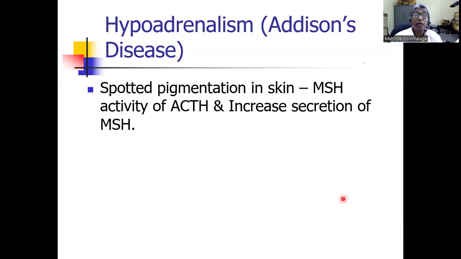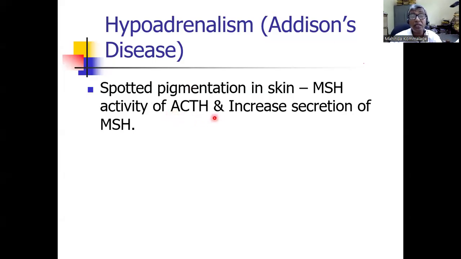Right. So in Addison disease, as I mentioned earlier, when there is a low cortisol level, what can happen to the ACTH level? It will increase. Yes, the ACTH level increases, right?